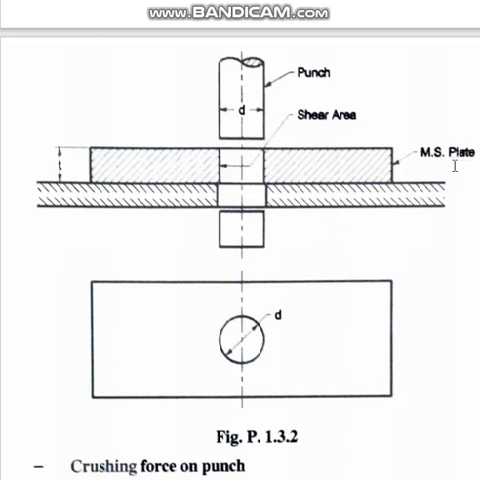Okay, so this is the plate. What plate? MS plate. MS plate means mild steel plate. It has a thickness T, and in that we have to punch a hole whose diameter is given by small d. How will you make it? You bring one equipment called a punch, and this punch has diameter d and it is circular.